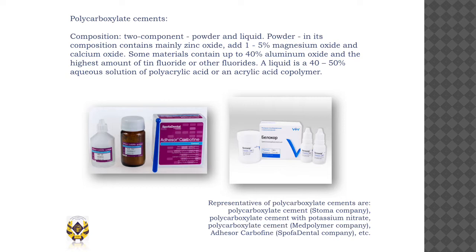Polycarboxylate cements. There are also two components, powder and liquid. The powder in its composition contains mainly zinc oxide, 1 to 5% of magnesium oxide and calcium oxide. Some materials contain up to 40% aluminum oxide and the highest amount of tin fluoride or other fluorides. The liquid is a 40 to 50% aqueous solution of polyacrylic acid or an acrylic acid copolymer.